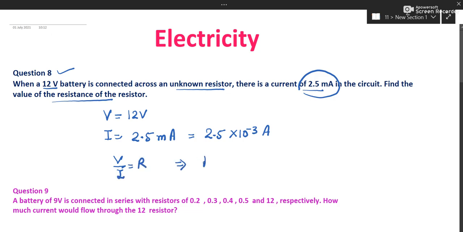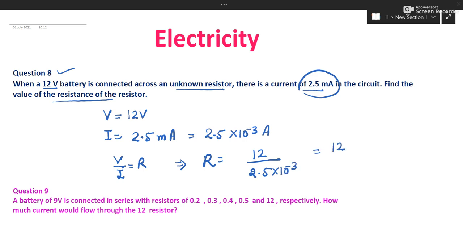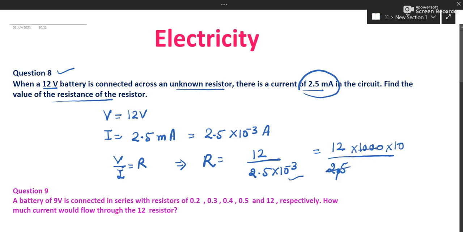So let us substitute. So R will be equal to voltage upon 2.5 into 10 raised to power minus 3, that is current. So you can do basic mathematics. So it is 2.5. This will go up. Okay, so decimal will be removed and 10 will go up. So you can do it. So whatever will come, you will report in ohms.